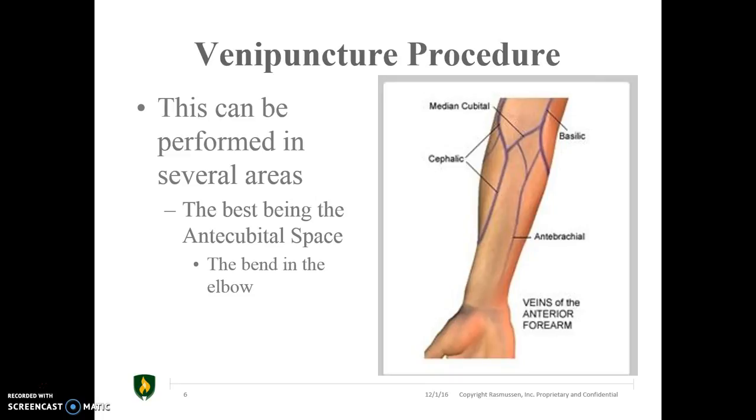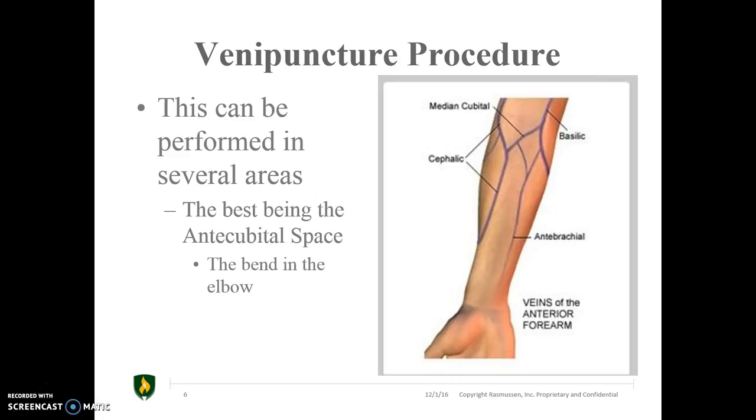There are 3 main veins that we use for this procedure: your median cubital, cephalic, and basilic. The median cubital is the most popular because it is the largest. Typically found right in the middle of your antecubital space, it is the most anchored in your body, and it will be the best one for this procedure.